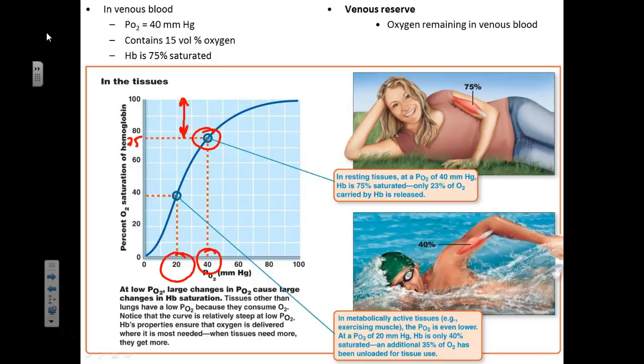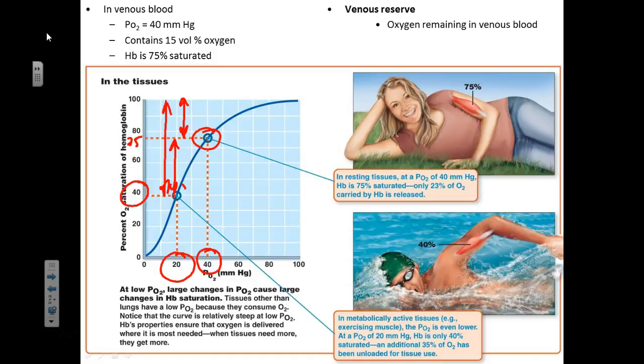When you start to exercise, let's assume the oxygen partial pressure falls twofold, to 20 millimeters of mercury. As we know from observations, saturation of the hemoglobin at this point is at 40%. So how much will be unloaded? 60%, which is called a venous reserve. This venous reserve, this difference, doesn't require you to breathe any harder, actually.